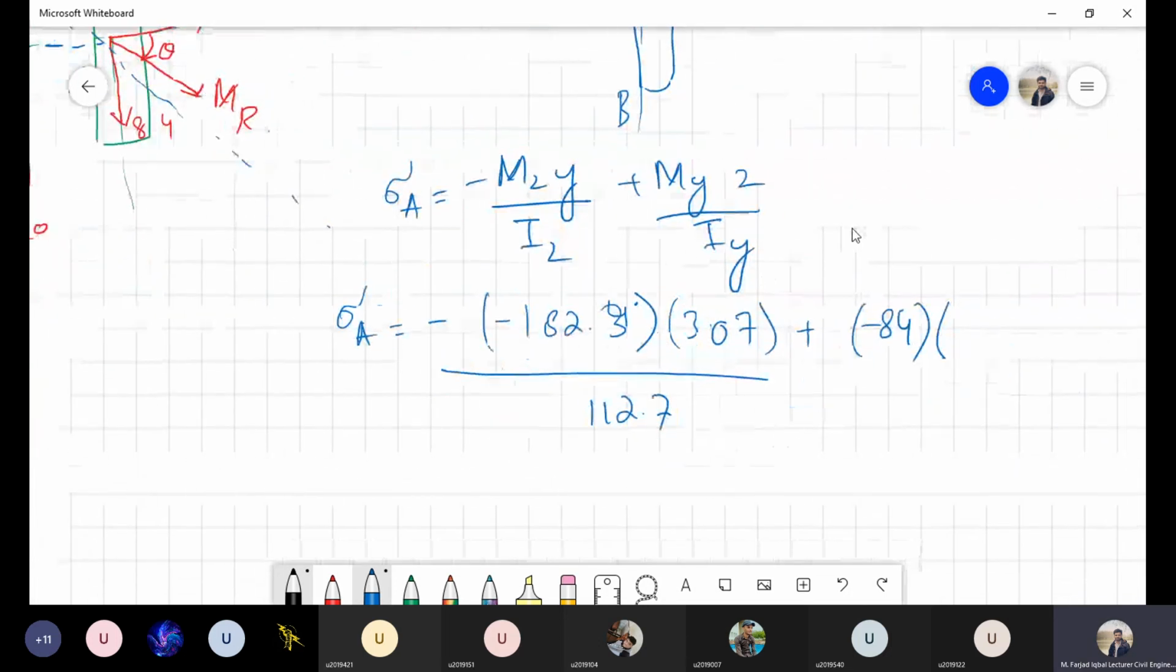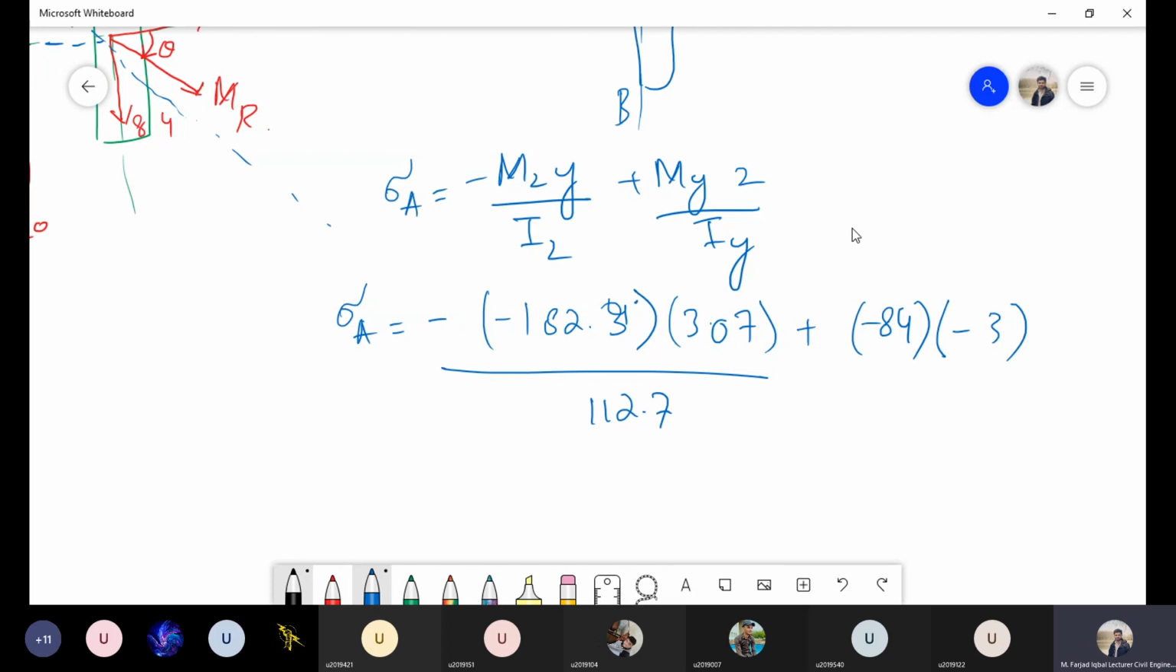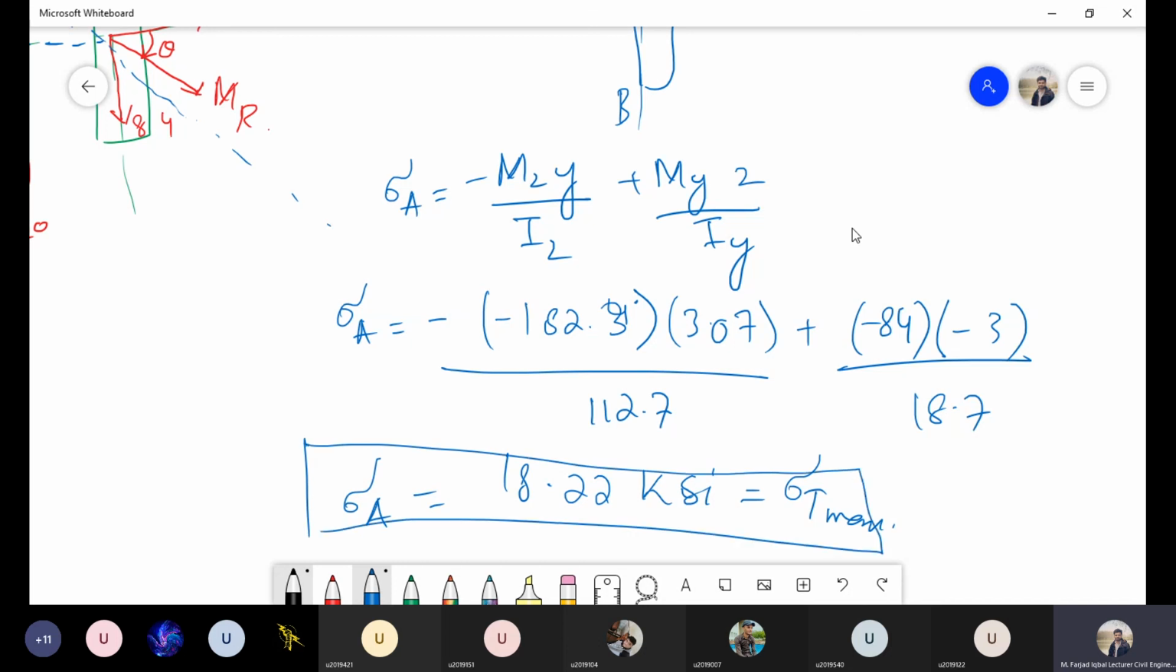So that is minus 3 inches, and Iy was also given to us as 18.7. So what is the stress that you are getting using this equation? 18.44. So that will be 18.22. Since we have converted the units into kips and inches, this will be KSI, or kips per square inch. And this is the positive answer, and this will be our maximum tensile stress.